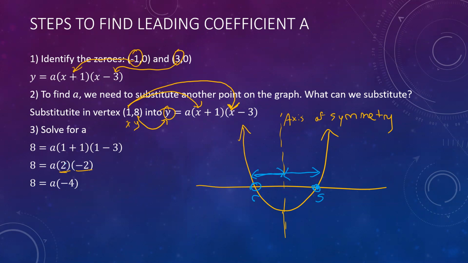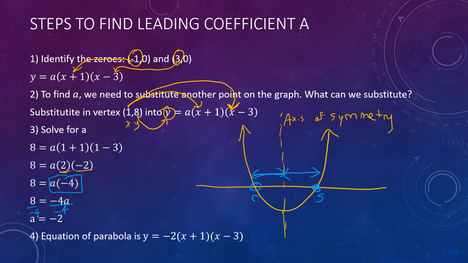And then when we simplify this, we end up getting 2 times -2, which is -4. And then of course, a times -4, we can simplify by simply writing -4a. And then we end up getting 8 is equal to -4a. Then our last step here, simply divide by -4 on both sides. When we divide by -4, you end up getting -2. So my a value is -2.